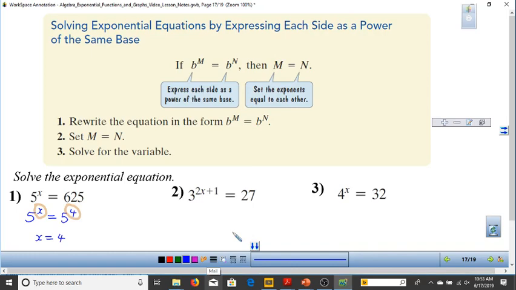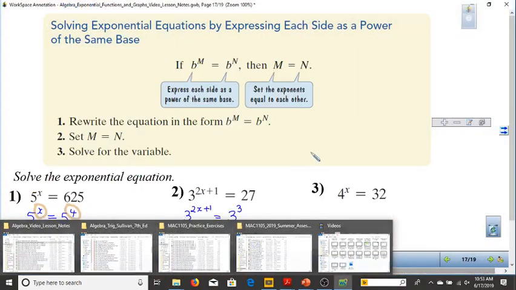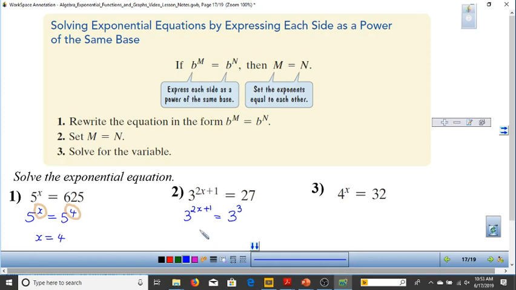Let us try number 2. Can we get them both to have the same base here? 3 to the 2x plus 1 is equal to what? 3 to the 3, cubed. Now that the bases are the same, what do I do?